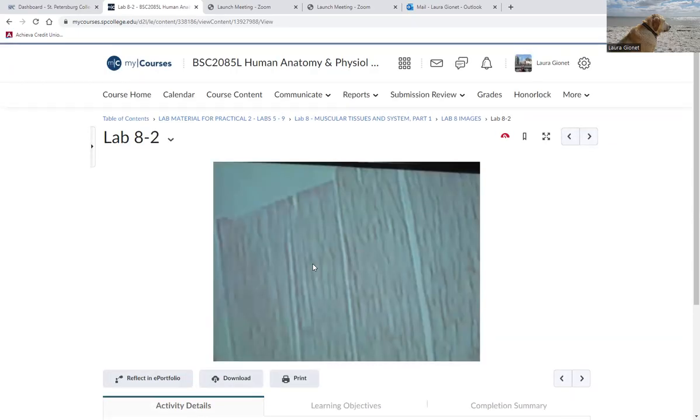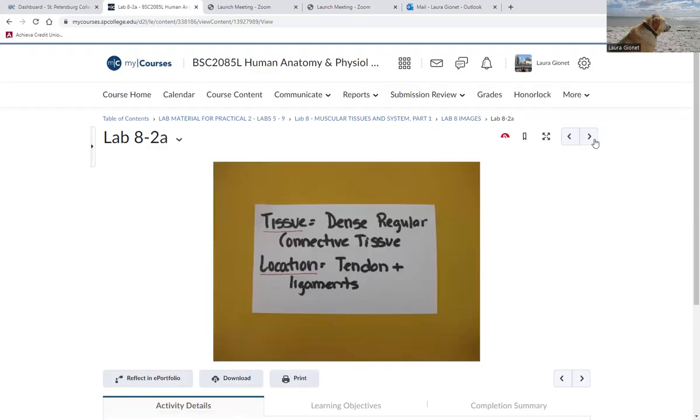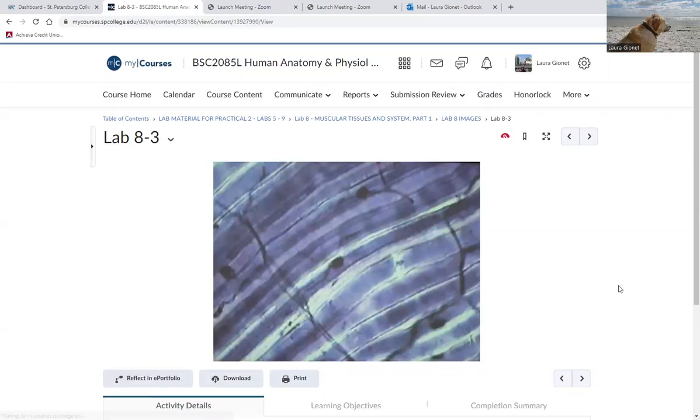This isn't the best picture in the world, but if we could get it to take up a little more stain, it is kind of orangey in its tint. And this is dense regular connective tissue. Very parallel collagen fibers. They form functionally tendons and ligaments. Tendons attach muscle to bone, ligaments attach bone to bone.